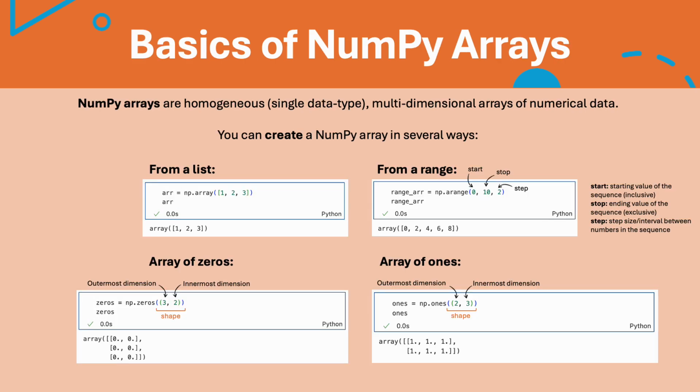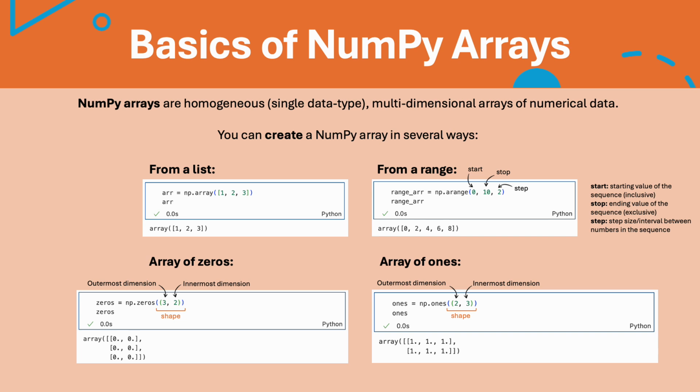Now, as a reminder, NumPy arrays are homogeneous, multi-dimensional arrays of numerical data. They can only have one type of data, and it has to be a numerical type of data. They can be one-dimensional, two-dimensional, or multi-dimensional. And there are several ways that you can create a NumPy array depending on what you're going to use it for. First, you can create an array from a list using the np.array command, and then in the parentheses, either write the name of a list that you've previously defined or just put the list right there, as I have in this example.